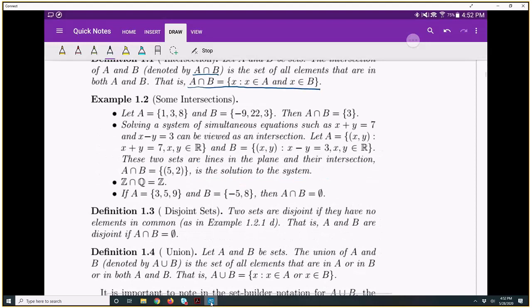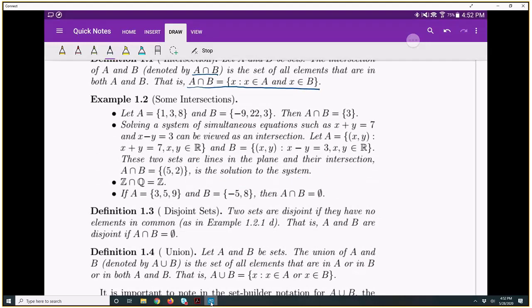Some examples might be if A is the set 1, 3, and 8, and B is the set -9, 22, and 3, the only number that they have in common you can see is 3, so A intersection B will be singleton 3. But maybe a more interesting example is solving a system of equations. So let's say you have the linear equation x plus y equals 7, and the linear equation x minus y equals 3. So you could think of those as each line as a set.